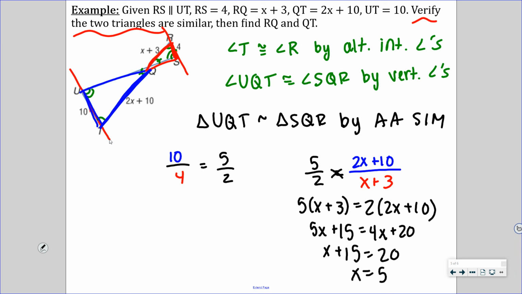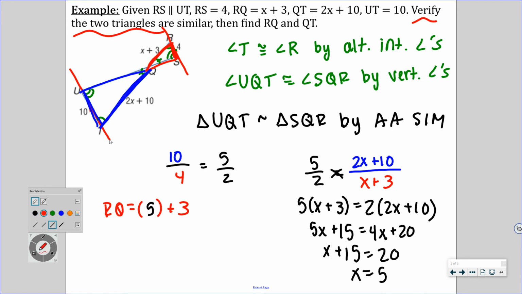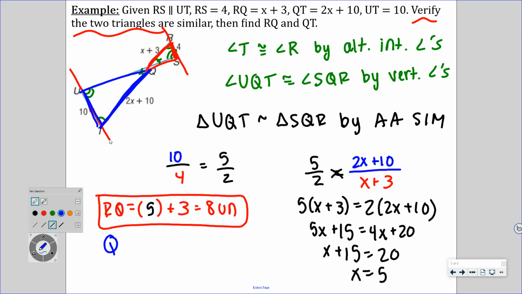However, we're not done. The directions say to find RQ and QT, not just x. So I'll start with RQ, which is just x plus 3. Now I know x is 5. So RQ would be 8 units. Ooh, my favorite line segment, QT. 2x plus 10. So that's 20.